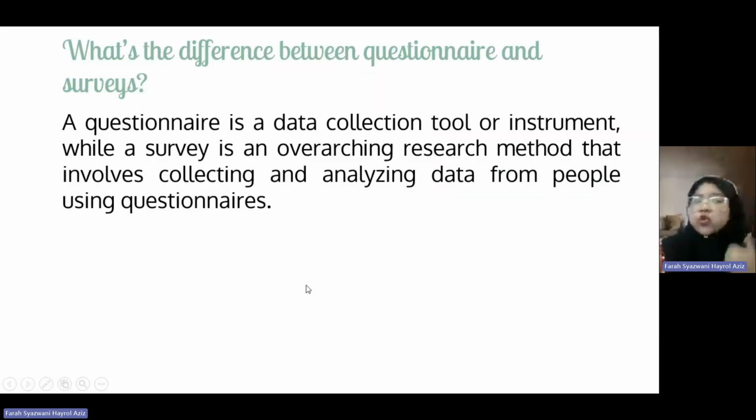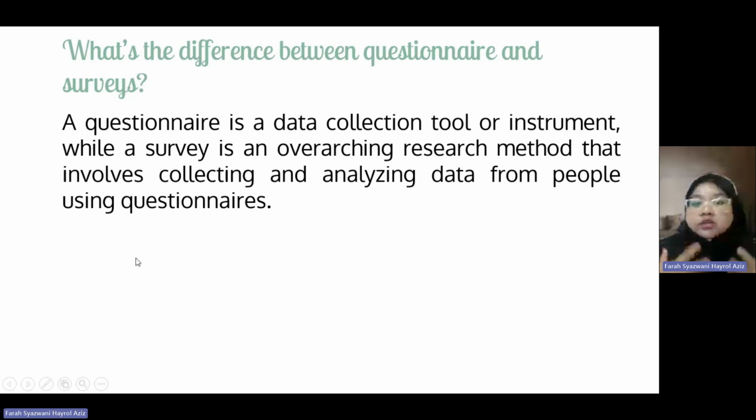So what is the difference between questionnaires and surveys? Again, you may ask. A questionnaire is a data collection tool or instrument, while a survey is an overarching research method that involves collecting and analyzing data from people using questionnaires.